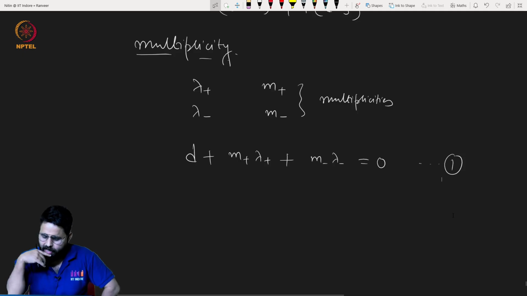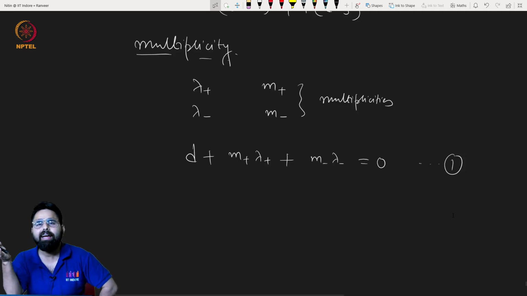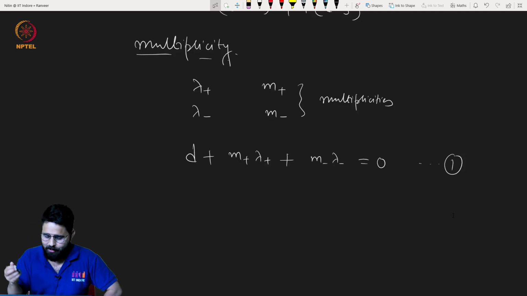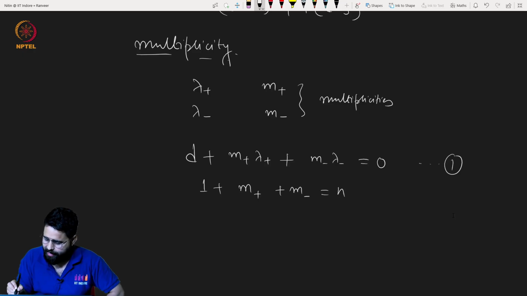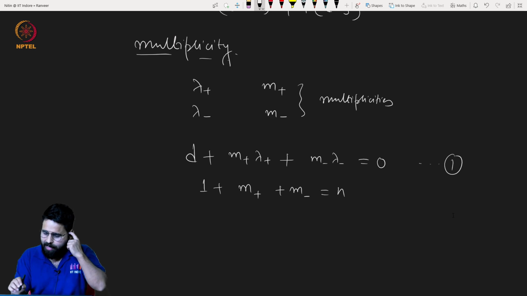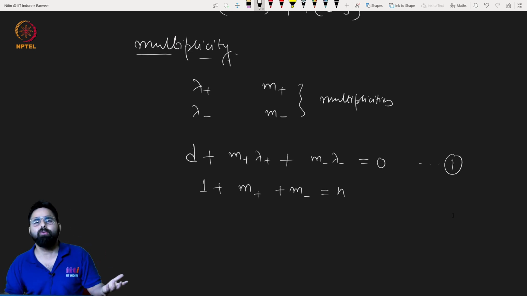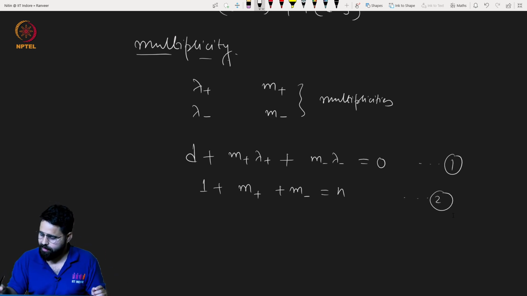And another thing is what? How many eigenvalues are there? There are n eigenvalues, right? So basically 1 plus m plus plus m minus, this will be equal to n. So there are two equations, two unknowns, so we will solve. Okay, so very good, very good.